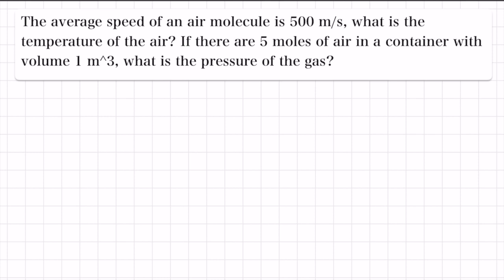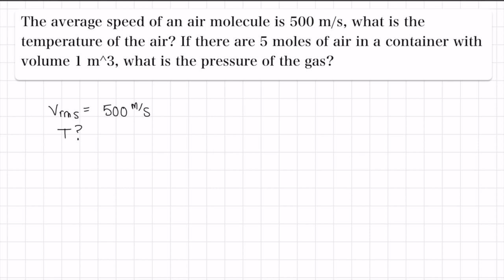The average speed of an air molecule is 500 meters per second. What is the temperature of the air? If there are 5 moles of air in a container with volume 1 meter cubed, what is the pressure of the gas? So we're going to do a little combination of kinetic theory of gases and the ideal gas law. So we first have our RMS speed, or our average speed, is 500 meters per second, and we want to know the temperature. So we have an equation that directly relates these two that comes from conservation of energy.